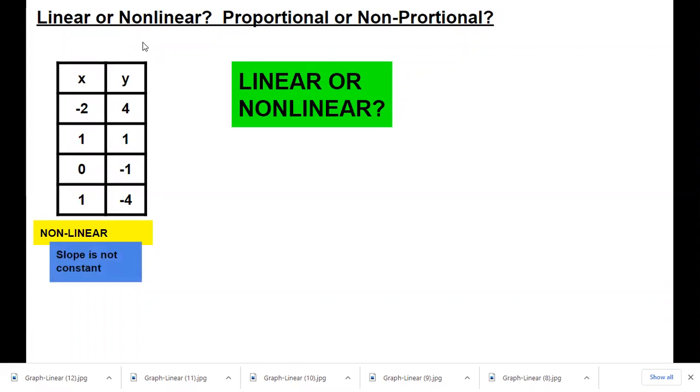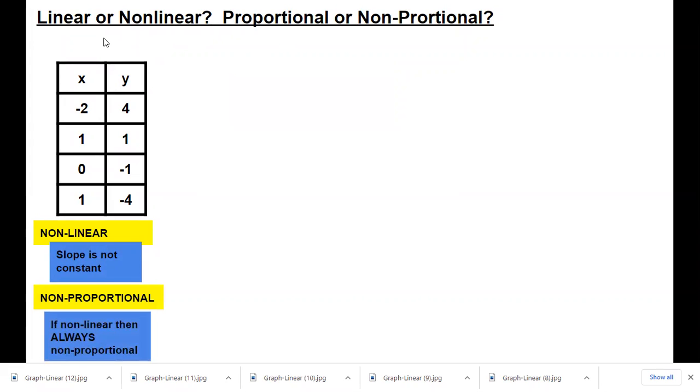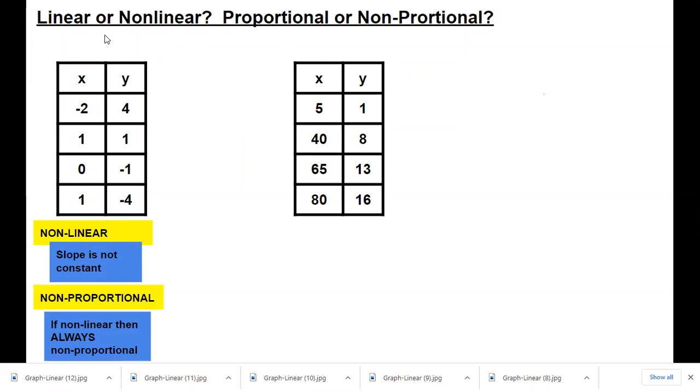The slope is not constant. Okay, is it proportional or not proportional? Well, what we already know, if it's not linear, you don't have to do any more tests, it's non-proportional. Nonlinear, then always non-proportional. The two nons go together, non and non. Non-linear, non-proportional. Okay, next table.